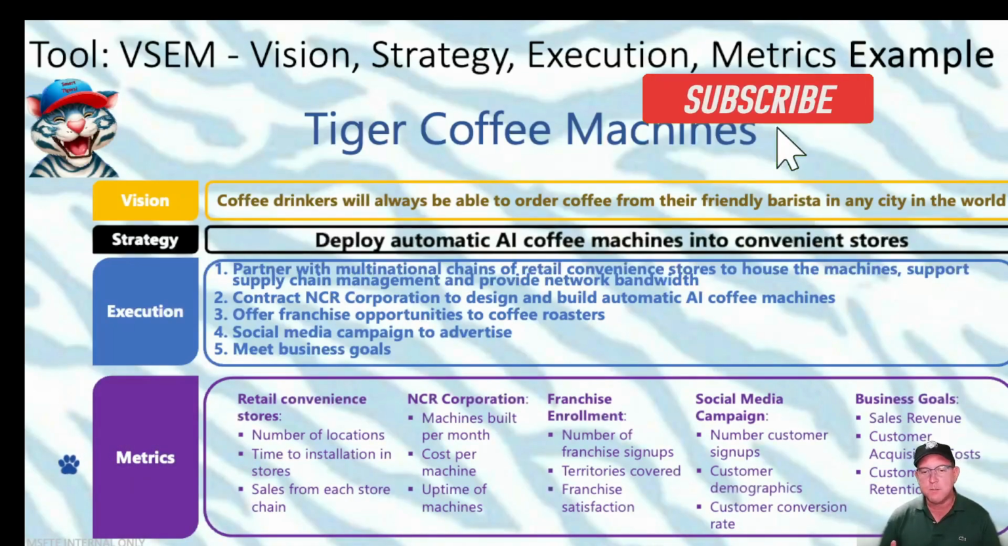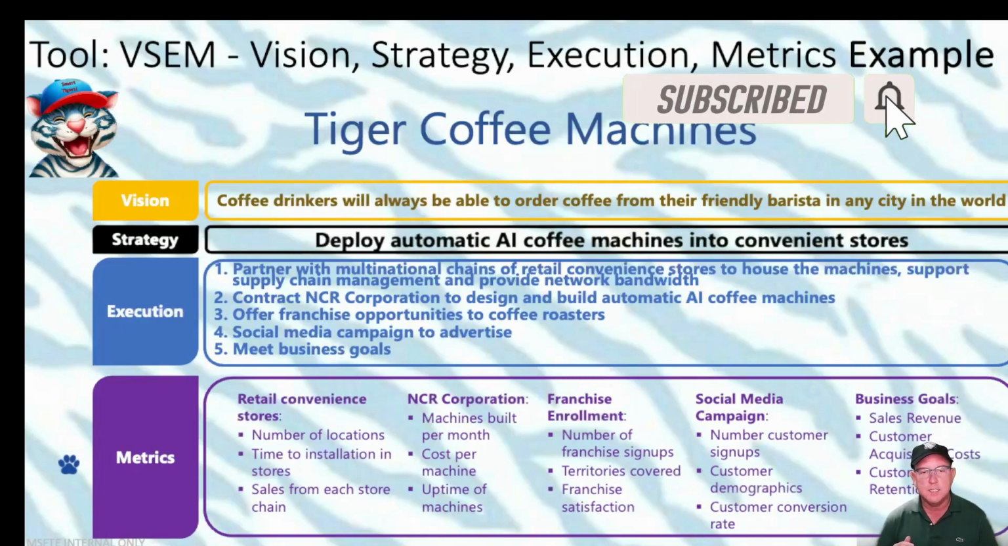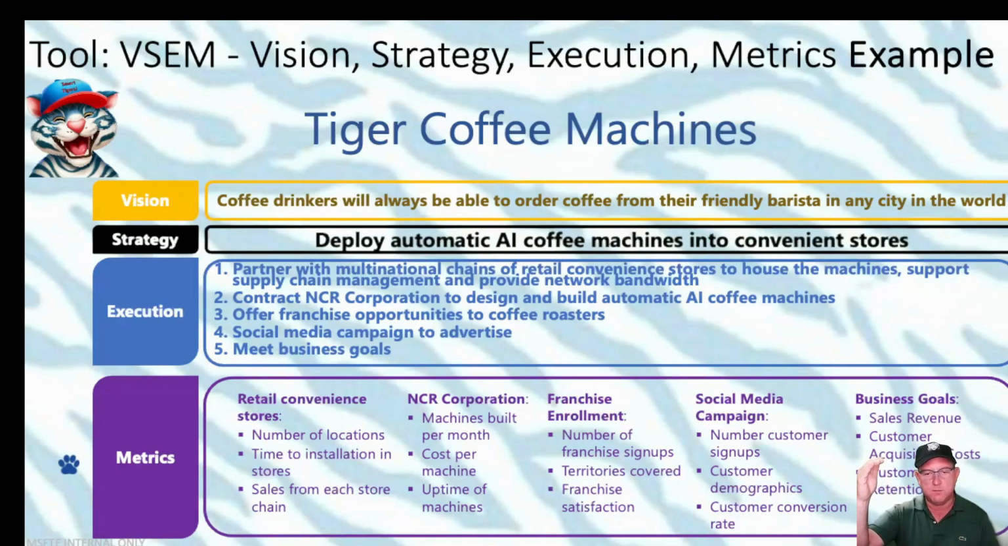Metrics. Now I'm not going to go over every metric, but you can kind of see how this fits in with the execution, which fits in with the strategy, which fits in with the vision. So, for example, the metric for retail convenience stores, number of locations. When we contract NCR Corporation, we want to know how many machines they can build per month. Franchise enrollment, number of franchisees that sign up. Social media campaign, number of customers that sign up. And business goals, of course. These are kind of Captain Obvious. Sales revenue, customer acquisition, customer retention.